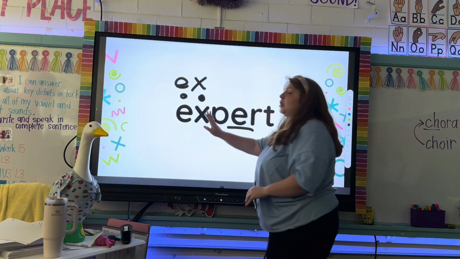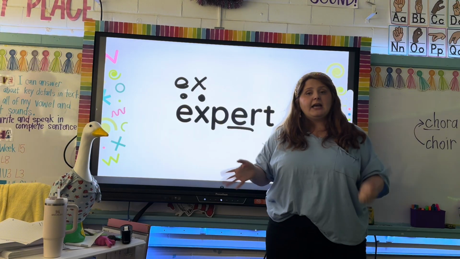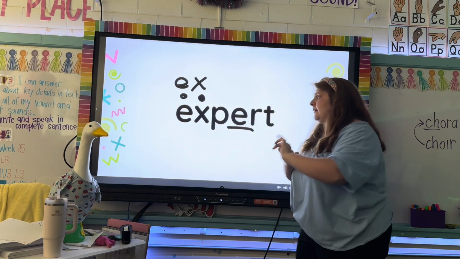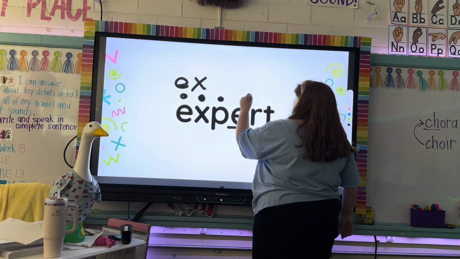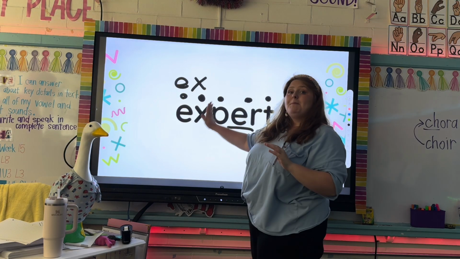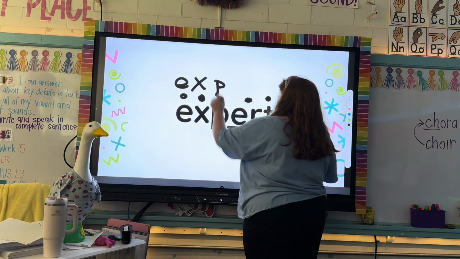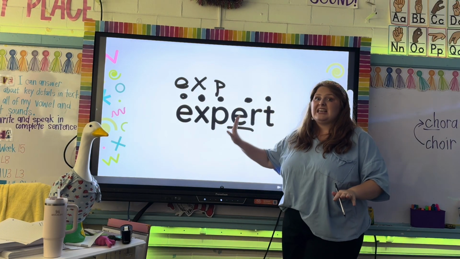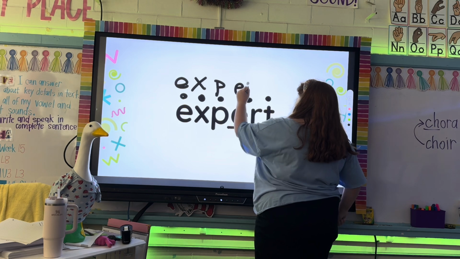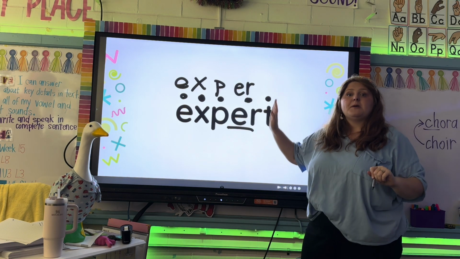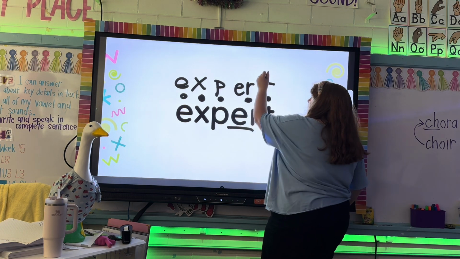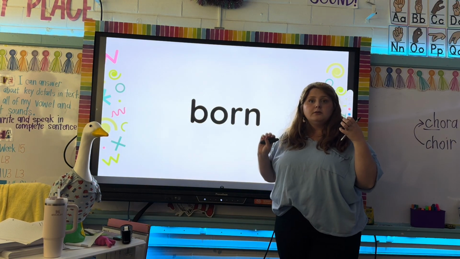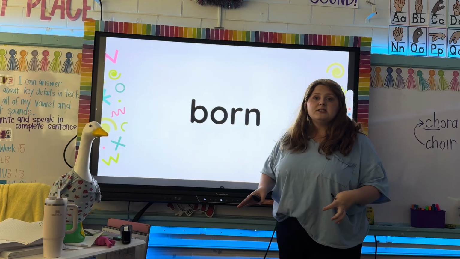In my second syllable, pert. I'm gonna pound it. Pert. P-er-t. Three phonemes. You spell P with a P. All of our spelling words this week that have the R sound in them are spelled with an E-R. T. You spell T with a T. Whoop. Expert.